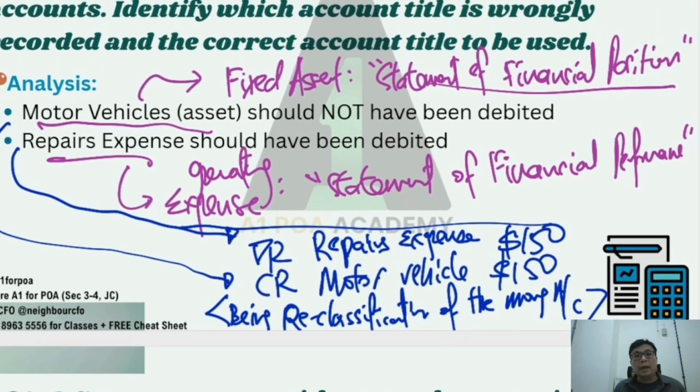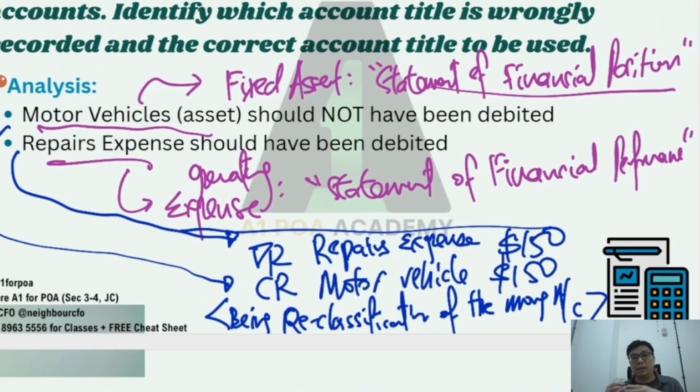$150. A quick recap. Repair expenses is operating expenses under the statement of financial performance, whereas motor vehicle is typically classified as a non-current asset under the statement of financial position. Because motor vehicle was debited wrongly, we need to do a reclassification, because the correct account to be debited is repair expenses.